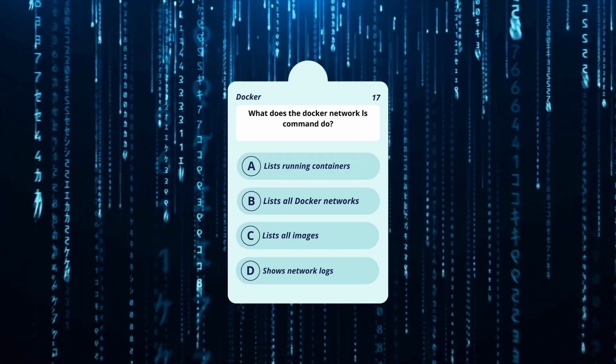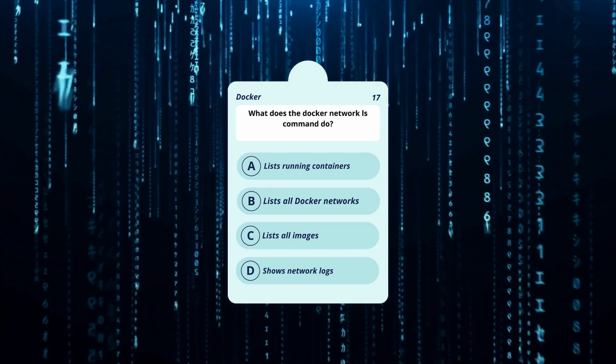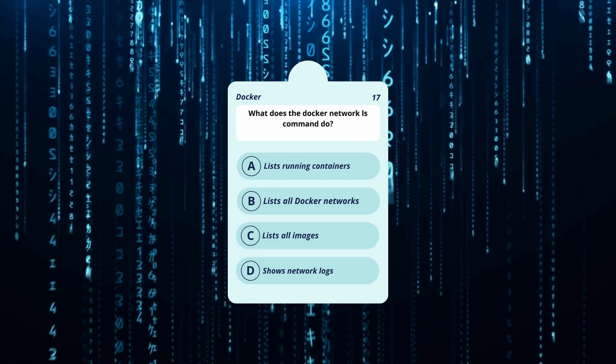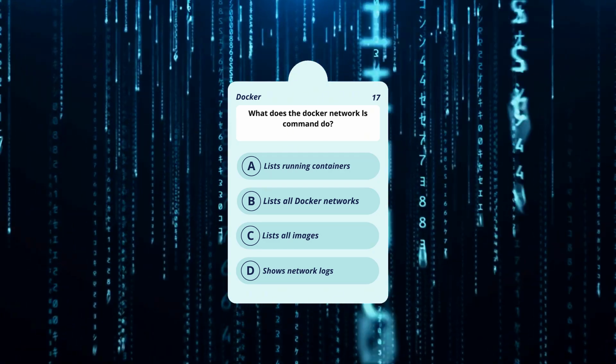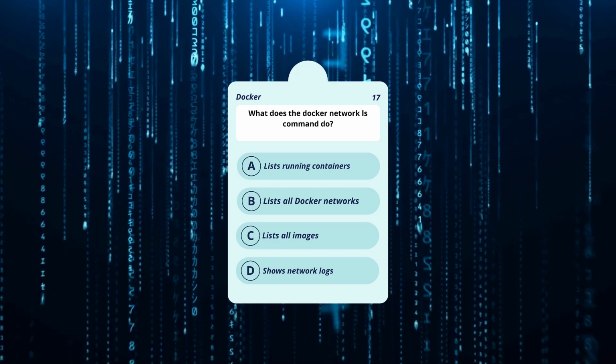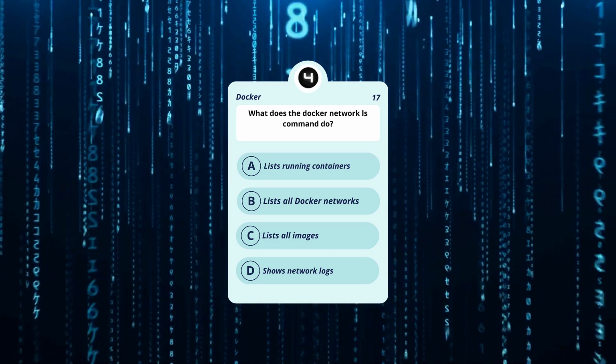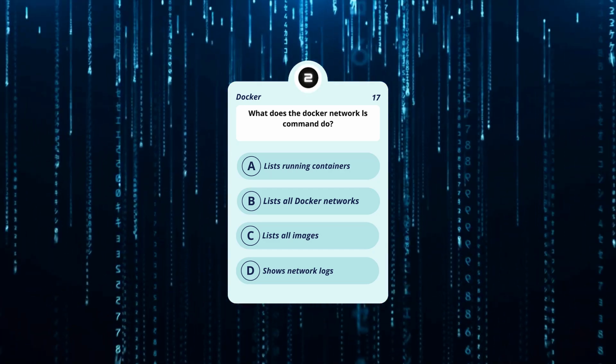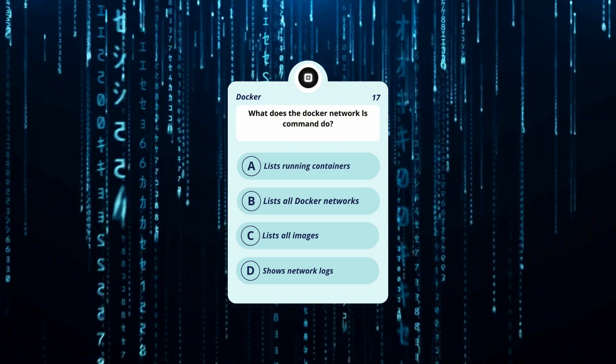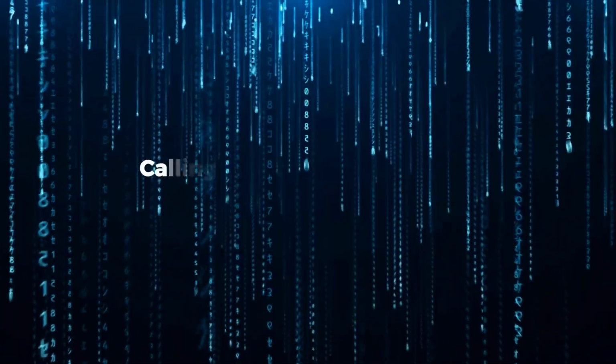What does the docker network ls command do? A. Lists running containers. B. Lists all Docker networks. C. Lists all images. D. Shows network logs. Answer: B.